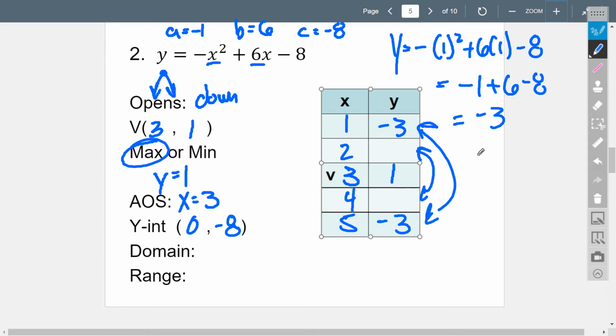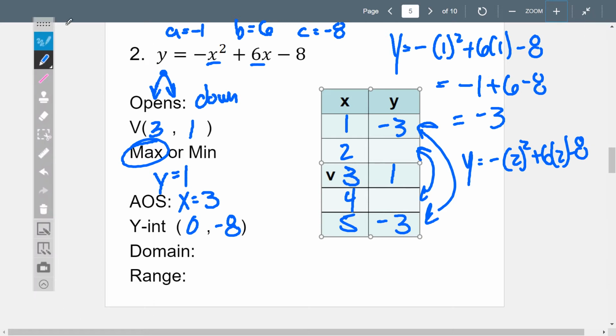Next, I'm going to plug in 2. So y equals negative 2 squared plus 6 times 2 minus 8. So that's 2 squared is 4, so negative 4 plus 12 minus 8. And that's looking like it's probably 0. Correct, that is 0. So 2, 0, and 4, 0. So that's my table here.